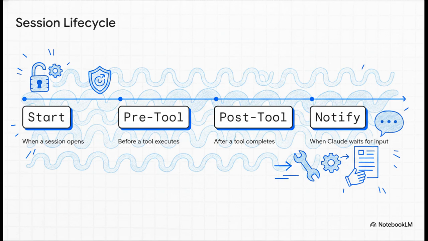So, when do these hooks actually step in? Well, they plug right into the Claude Code session lifecycle at 4 very specific injection points. We've got session start, which triggers the moment a session opens. Then there's pre-tool-use, happening right before a tool fires, which is great if you need to validate or block it. After that is post-tool-use, perfect for things like formatting or logging right after a tool finishes up. And finally, notification, which hits when Claude is just sitting there waiting for your input.